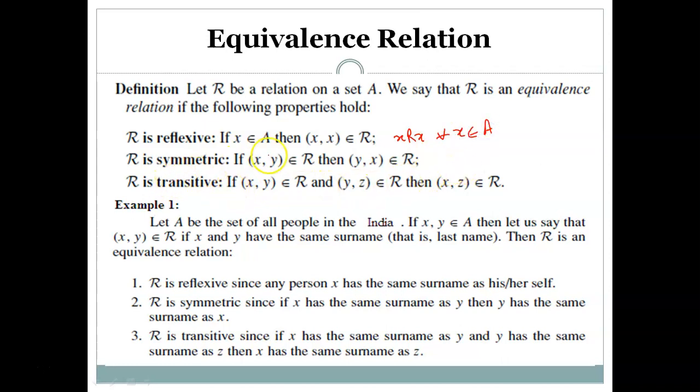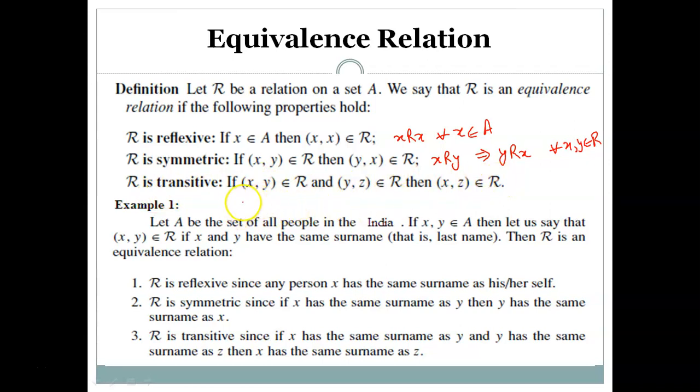And R is said to be symmetric if (x, y) belongs to R, then (y, x) belongs to R. Or in other words, you can say x related to y implies y related to x for all (x, y) belongs to R. Third one, the transitive property. R is transitive if (x, y) belongs to R and (y, z) belongs to R, then (x, z) belongs to R.